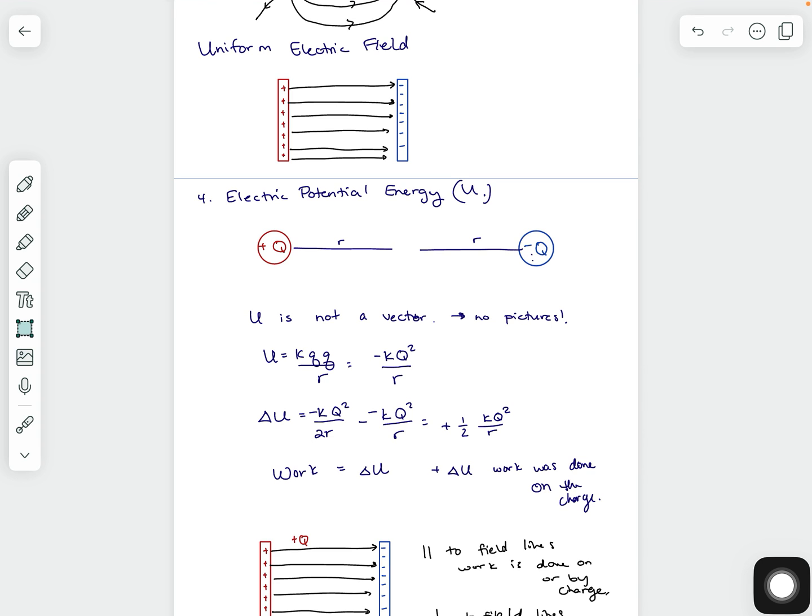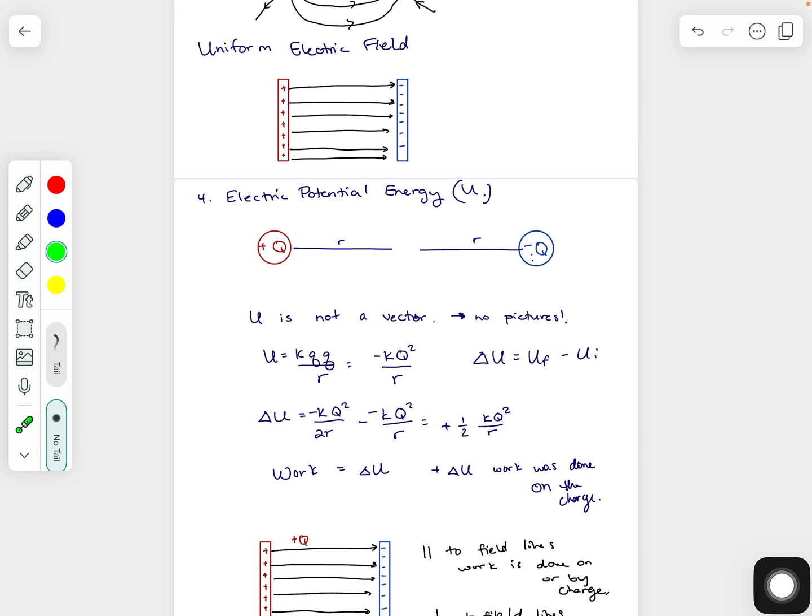So to do this, recall that delta U, and delta anything means the final condition minus the initial condition. So I have my final condition written here. It's 2R away. I know that's not perfect. Pretend there's no space there. 2R away, but it's still the same type of charges, positive Q, negative Q, and K is still there. Then I'm going to subtract the original formation, negative KQ squared over R. So I have minus a negative KQ squared over R. And what I end up with is a positive value, positive 1/2 KQ squared over R.